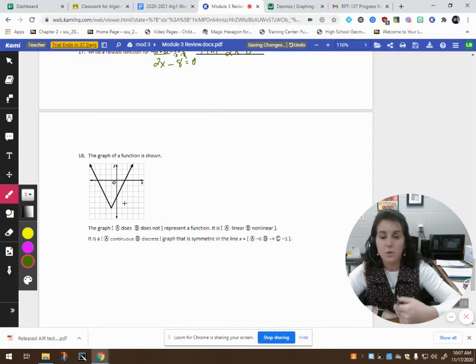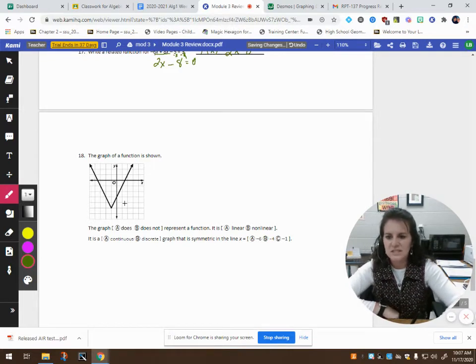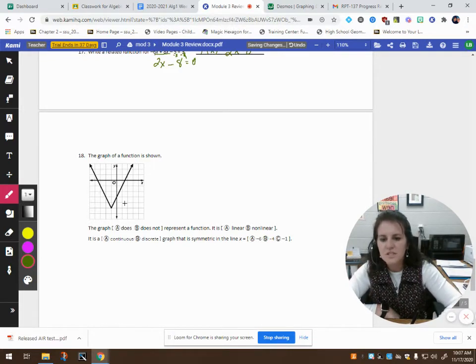And if you logically reason with what we did talk about, you can figure out this, even though I didn't give you examples exactly like this in the videos. So it says the graph does or does not represent a function. Well, if we think about would it pass the vertical line test, the answer is yes. So therefore, it does represent a function.